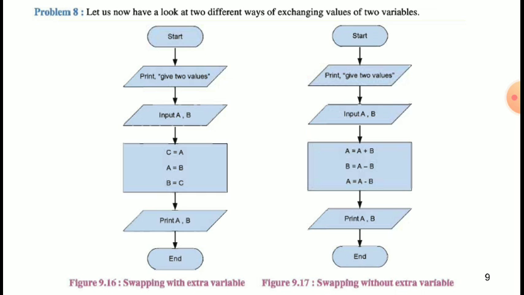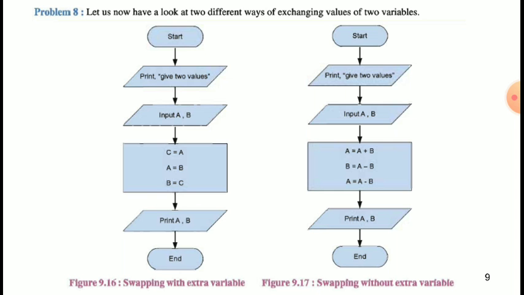Next problem. Let us now have a look at two different ways of exchanging the values of two variables. So first is swapping with an extra variable, and second is swapping without an extra variable. So first, method number 1, exchange using one extra variable.